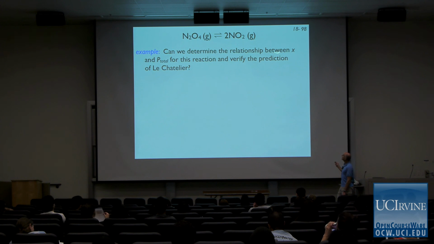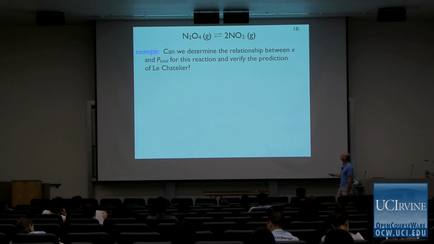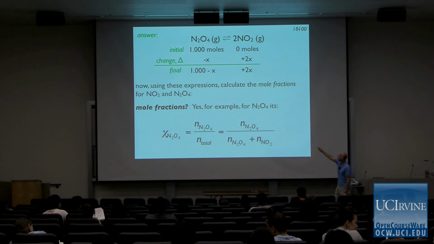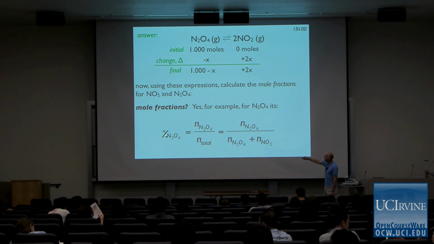Can we determine the relationship between X and P total for this reaction and verify the prediction of Le Chatelier? Can you work it out, in detail? In the 1 minute that we have left, we don't really have time to do this. But let me just click through these slides very quickly and show you. This is what we did a minute ago. We have to calculate the mole fraction of each of these 2 components.